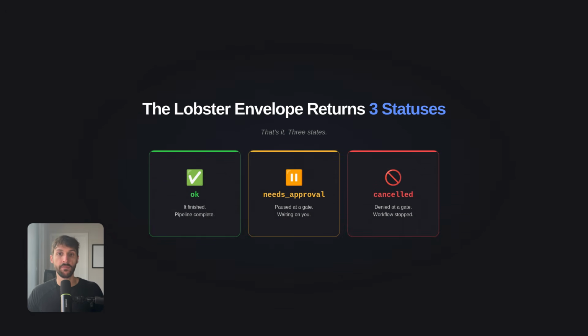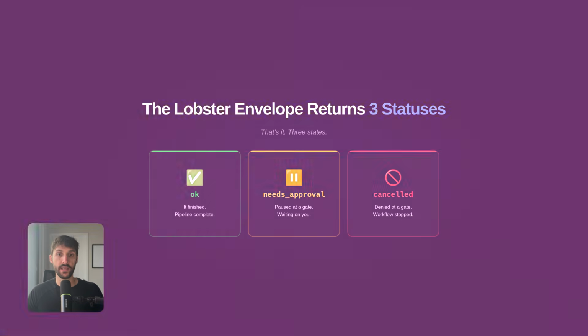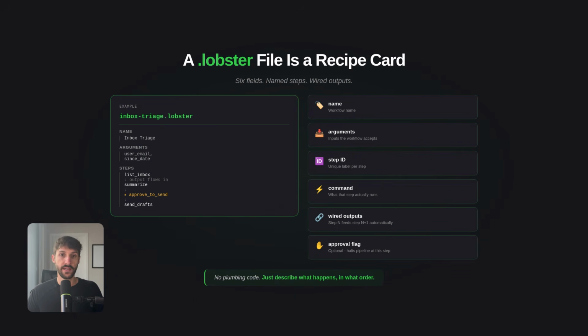The Lobster tool envelope returns one of three statuses. Okay, which means it's finished, needs approval, which means it's paused and waiting on you, and canceled, which means it was denied. And that's it, three states. Now let's talk about how you actually define a Lobster workflow. This is where it stops being a clever idea and becomes something you can build with.